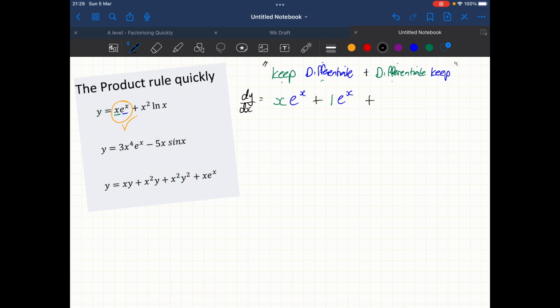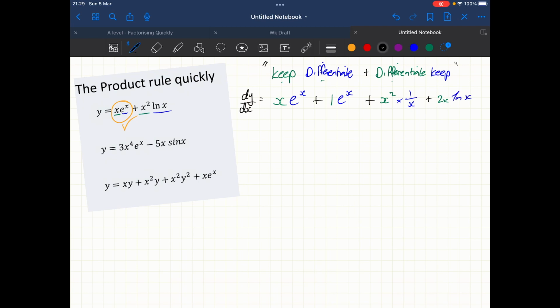Let's keep going. Same again, two functions of x next to each other. I'm going to make this the green bit, the blue bit. So keep the x squared, differentiate the natural log of x, which is going to be 1 over x. Okay, plus differentiate the x squared bit, it's going to be 2x, and then keep the blue bit, it's going to be natural log of x.